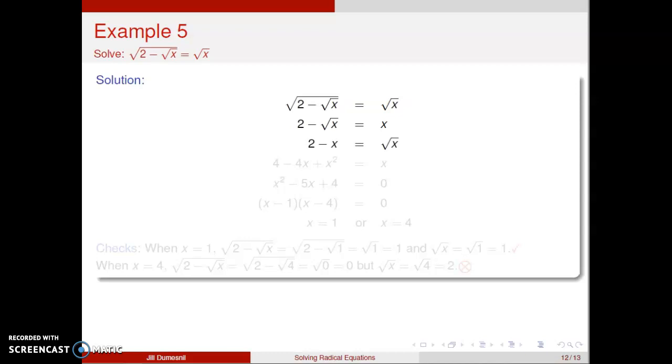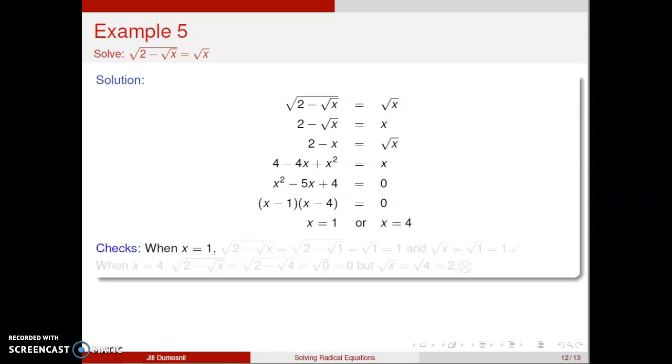We add the square root of x and subtract x from both sides. Now we can square both sides to eliminate the remaining radical. Notice that to compute 2 minus x squared, we get 4 minus 4x plus x squared. We put the resulting quadratic in standard form, factor, and set each factor equal to 0 and solve for x. We get that x equals 1 or x equals 4, and we must check each value in the original equation.